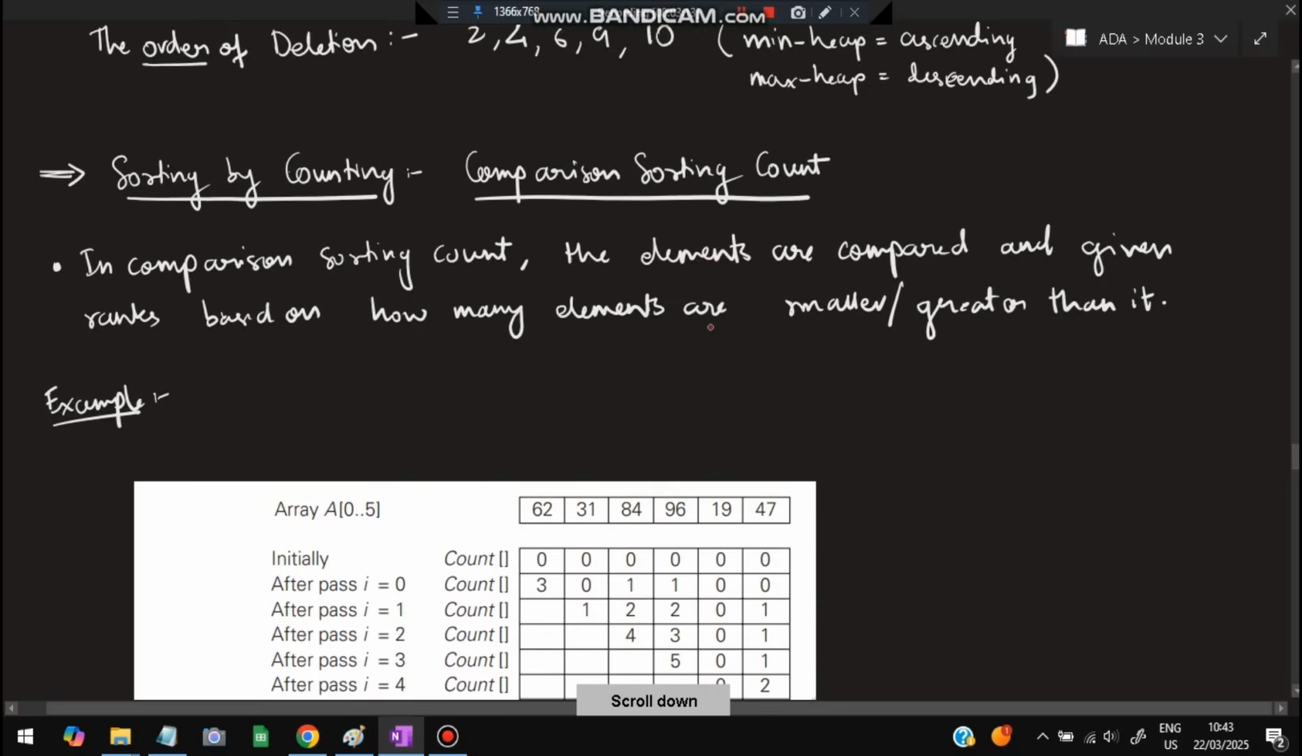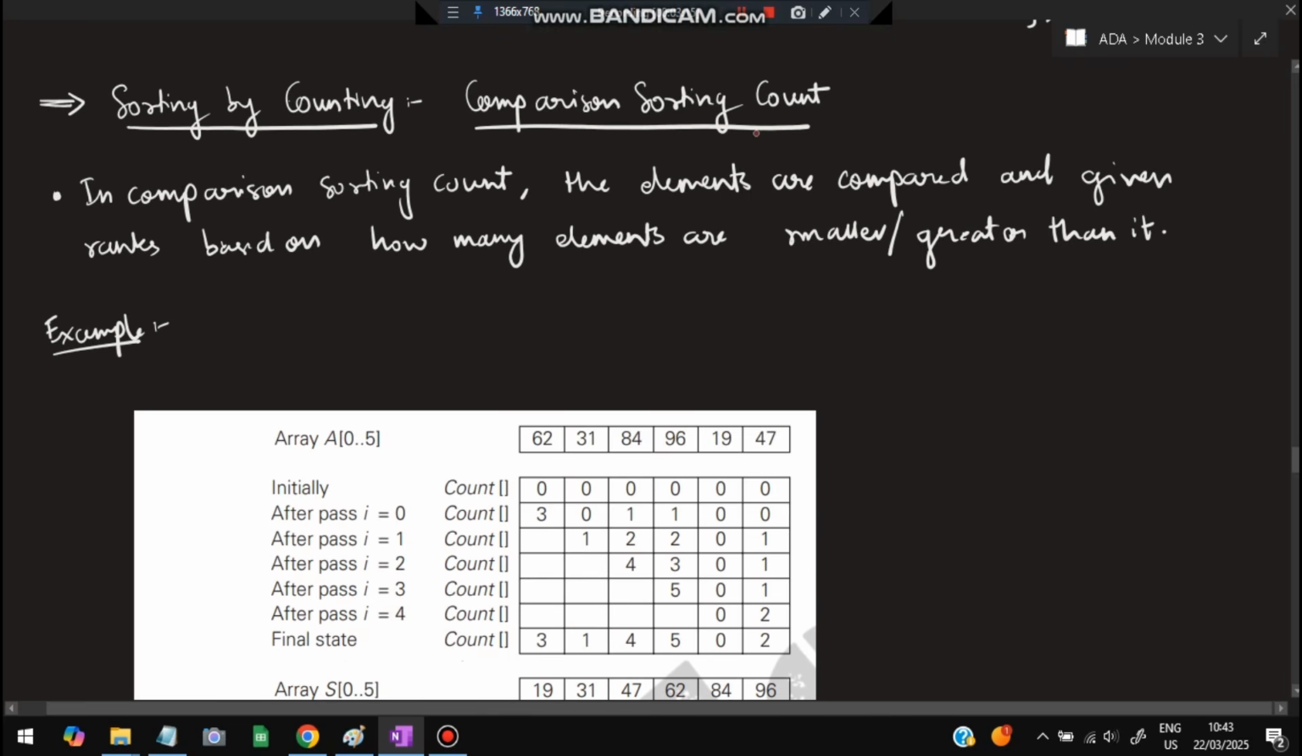Okay, next is sorting by counting, or here comparison sorting count. We'll be doing the sorting using comparison. So how does this work? In comparison sorting count, the elements are compared and given ranks. Elements are compared means if 1 and 2 are there, we are comparing 1 and 2, and then we assign ranks based on greater than.